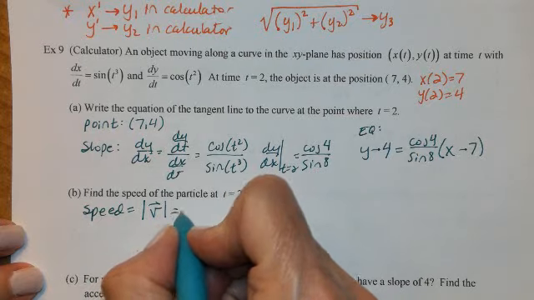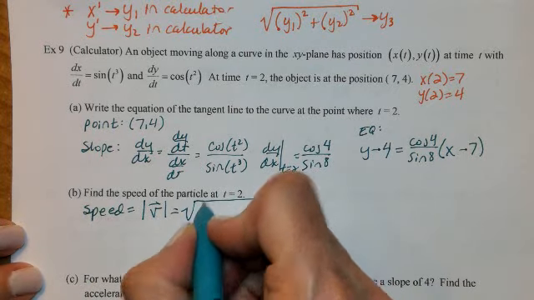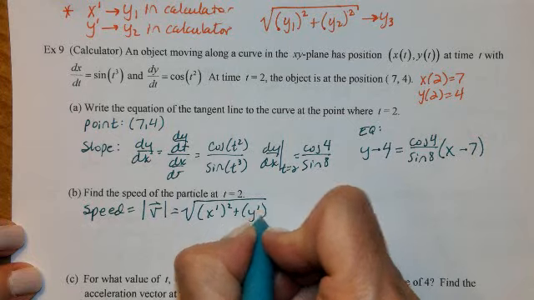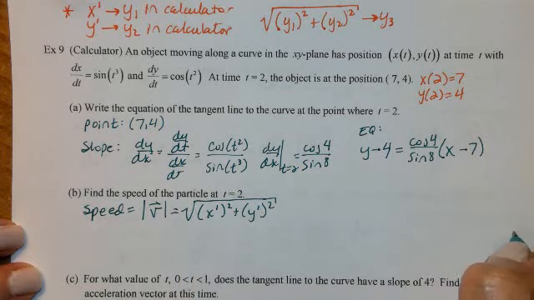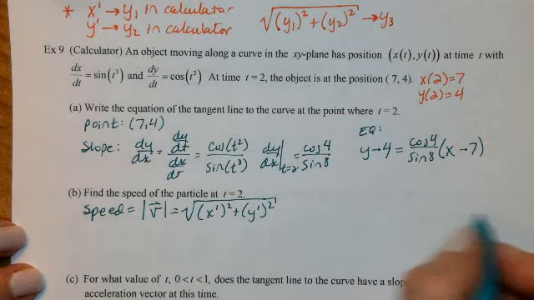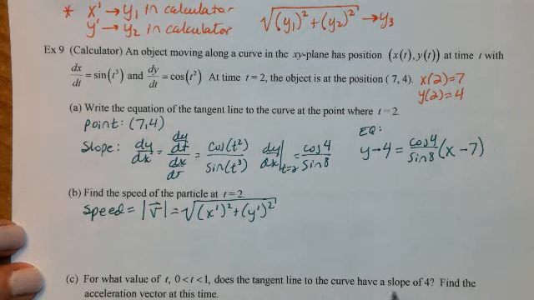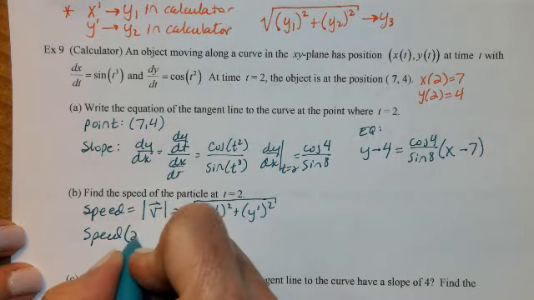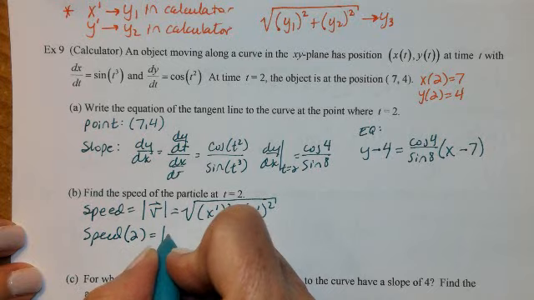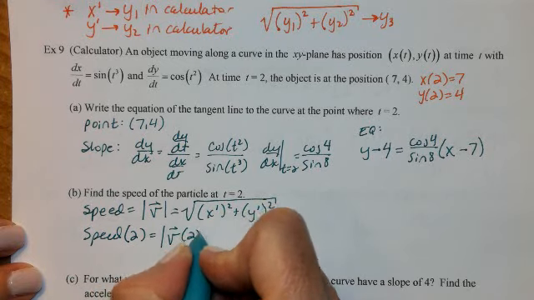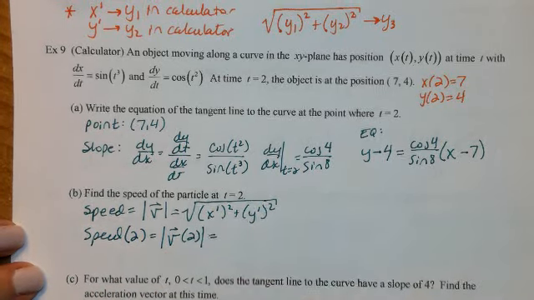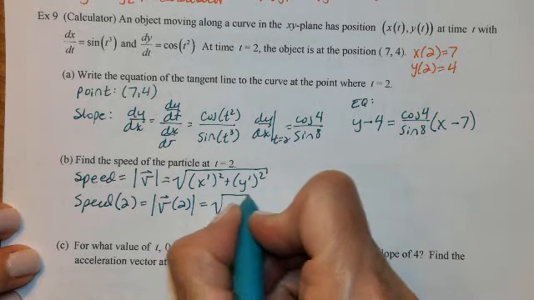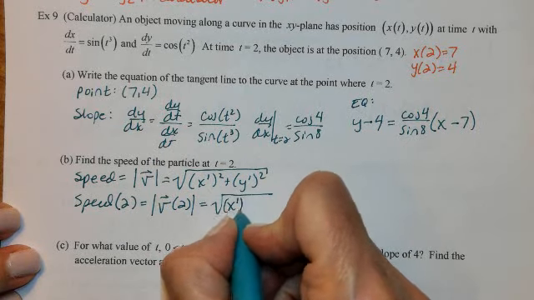And the magnitude of velocity is that square root of x prime squared plus y prime squared. No integral, no nothing, just that square root. So the speed at time 2 will equal the magnitude of the velocity at time 2, which will be, okay, this will be, here's my notation for that.